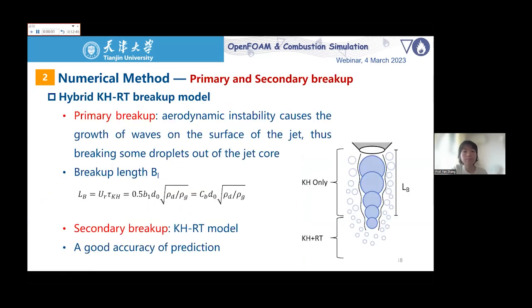For the primary and the secondary breakup model, here we use a hybrid KHRT breakup model. That means, within the breakup length, we only consider the Kelvin-Helmholtz instability. And if the length is larger than the breakup length, both the KH and RT models are considered. A lot of commercial software has proved the accuracy of this hybrid KHRT breakup model.